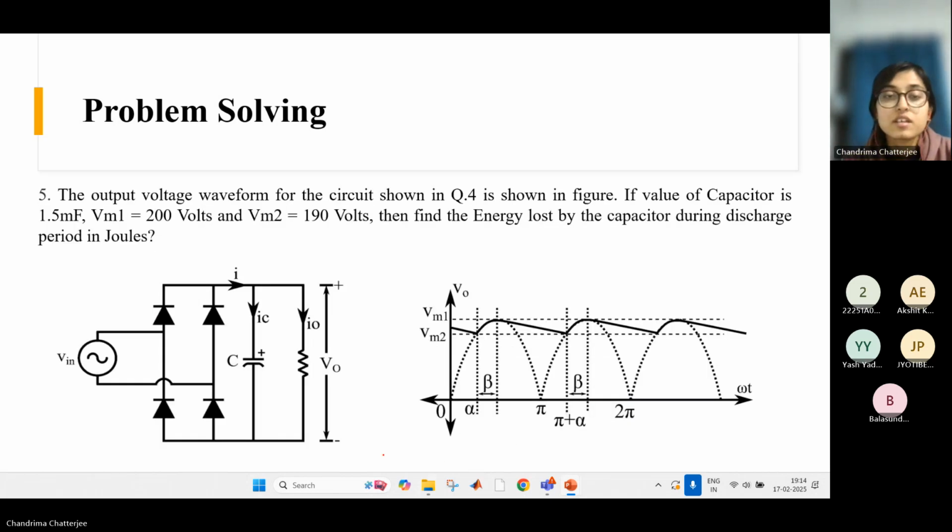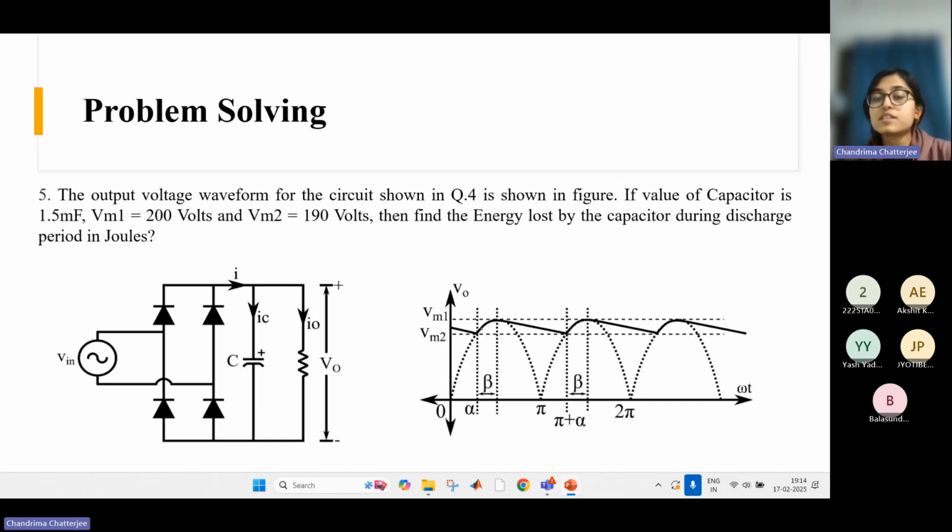Yeah. So here what they have said, the output voltage waveform for the circuit is shown in the figure. So this is the output voltage waveform, right? This bold black one is the output voltage waveform. VM1 and VM2 are given. The values are given. Find the energy lost by the capacitor during the discharge period in joules.